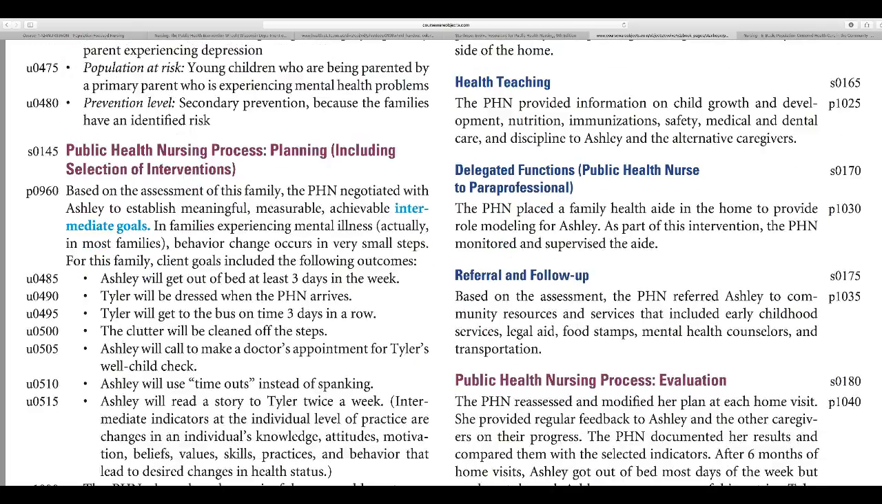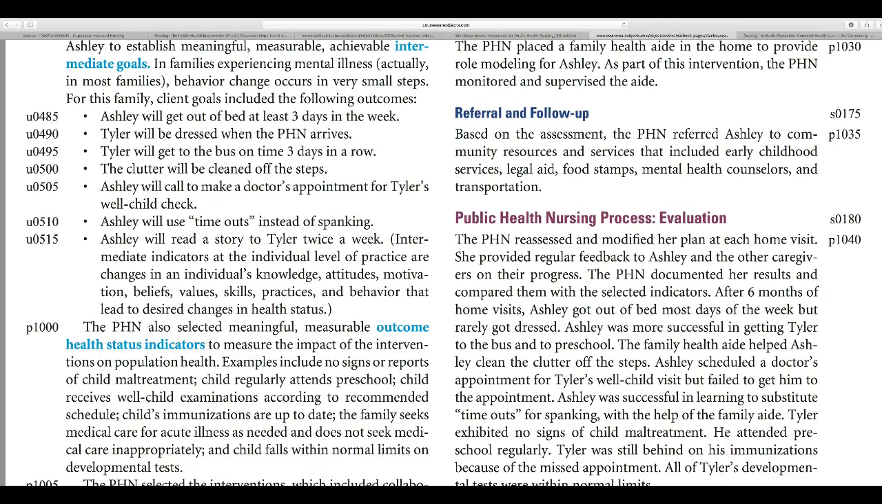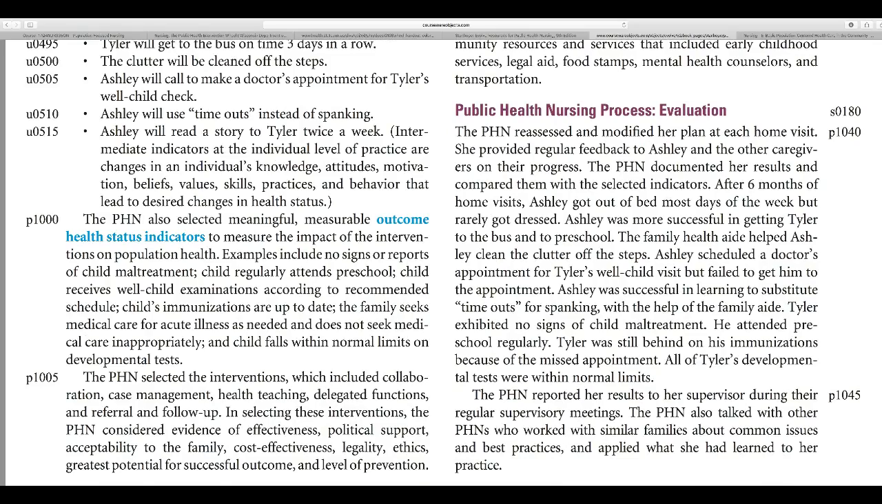Maybe a community health worker came in. And then referral and follow-up. Based on the assessment, she referred Ashley to community resources like early childhood services, legal aid, food stamps, mental health counselor, and transportation. And then comes evaluation. The public health nurse reassessed and modified her plan at each home visit. She provided regular feedback to Ashley and the other caregivers on their progress, and documented her results and compared them with the selected indicators.